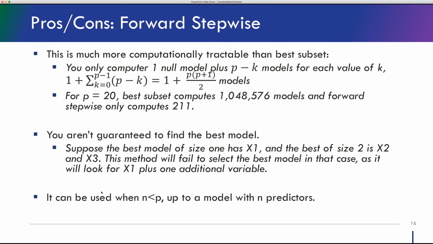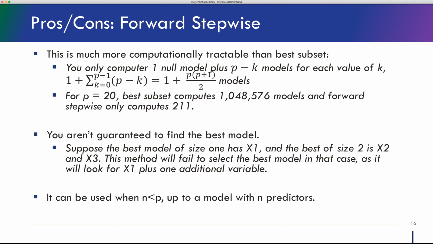So this is another advantage. It can be used when n is less than p, up to a model with n predictors. We said when p is greater than n, you basically cannot compare all of the models. When you use forward stepwise, you can do the model selection, but it will only go up to n predictors.